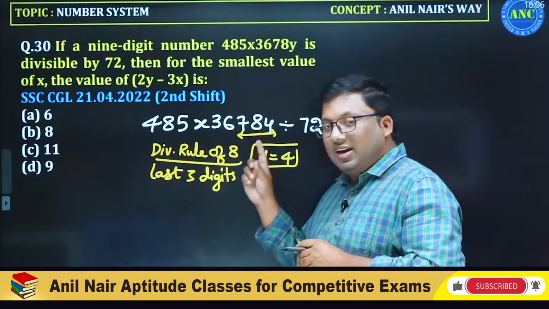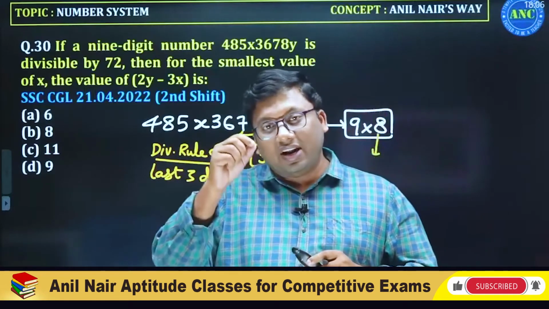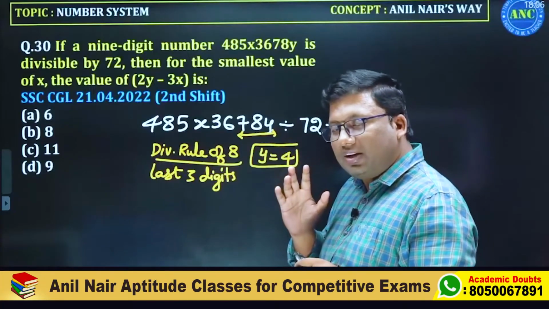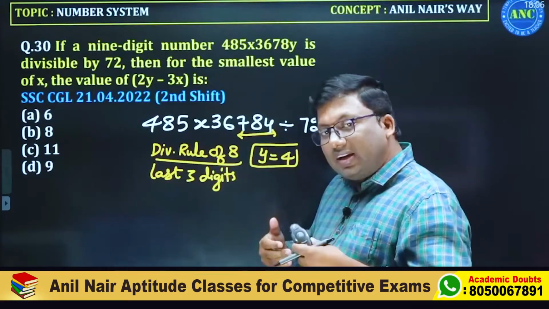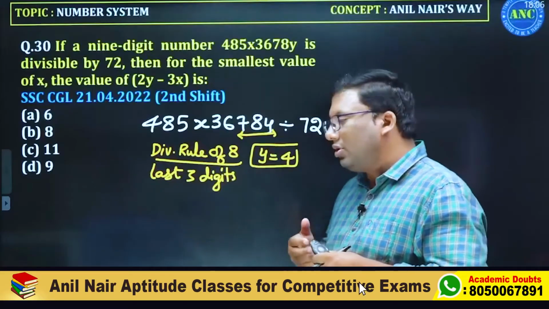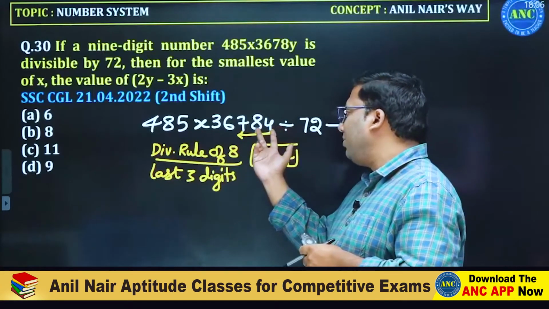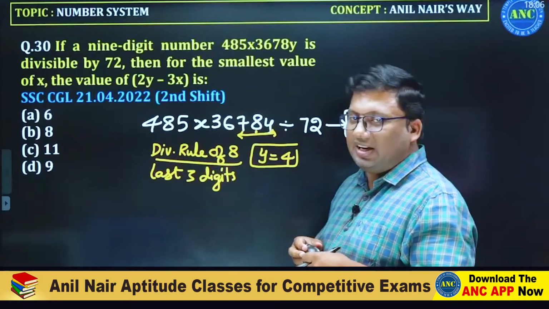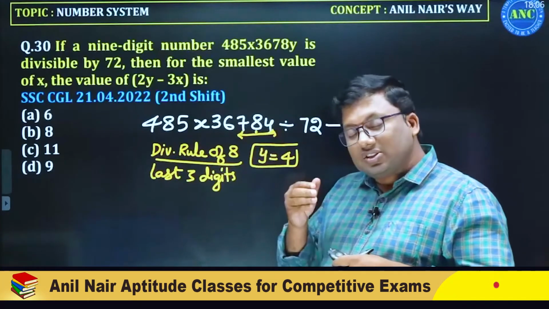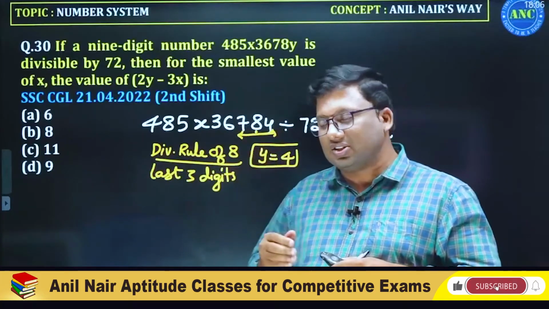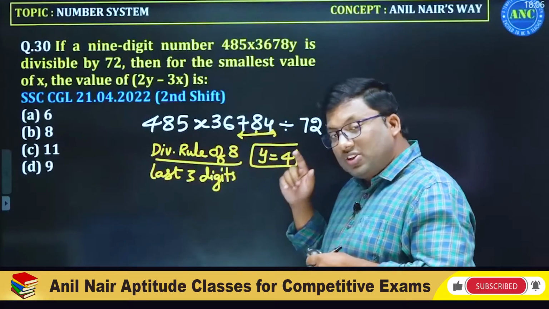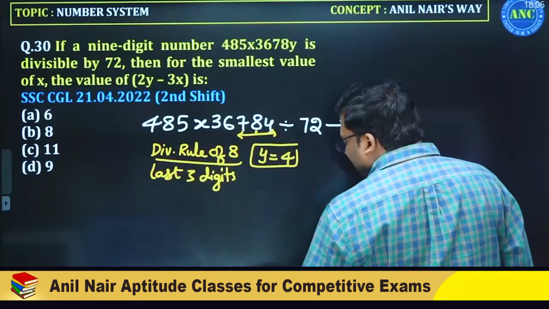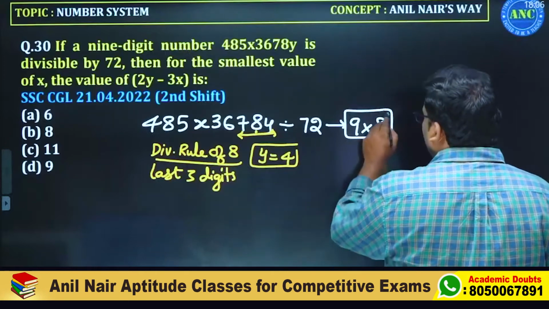See here, 78y. For a number to be divisible by 8, the last 3 digits should be divisible by 8. First it should be divisible by 4. That means it can be 780, 782, 784, 786 or 788. y has 5 choices: 0, 2, 4, 6 or 8. Out of these, which one makes it divisible by 8? y is 4. The divisibility rule of 8 is done.